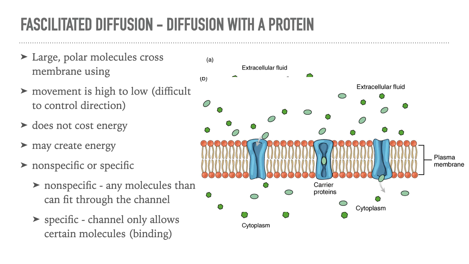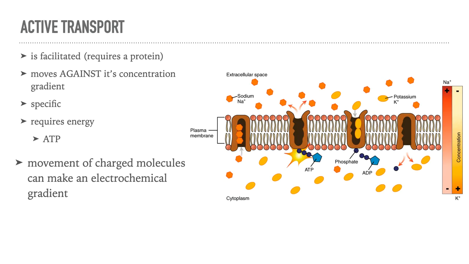But what if cells want to move molecules across the membrane against their concentration gradient? That can also be done, and it will also be done with a carrier protein. But in this case, it's going to require energy. So we call this active transport. When it moves a molecule against its concentration gradient, active transport is going to be specific for certain molecules. The cell is not going to waste energy moving things around non-specifically. So when you're using energy to move something, you're moving exactly what you want. Again, this is going to require energy. Oftentimes that energy is ATP.